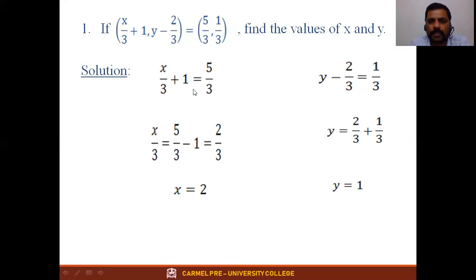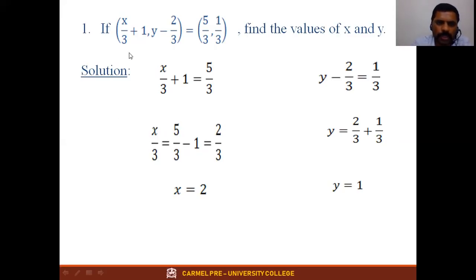X by 3 plus 1 is equal to 5 by 3. Throw this 1 to the right hand side. Plus 1 becomes minus. X by 3 is equal to 5 by 3 minus 1. Taking the LCM, it is 5 minus 3 divided by 3. 5 minus 3 is 2. It becomes 2 by 3. X by 3 is equal to 2 by 3. What is x equals? 3 gets cancelled, left with x equals 2.